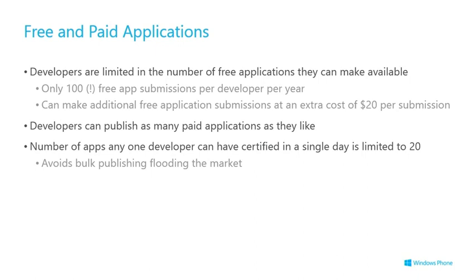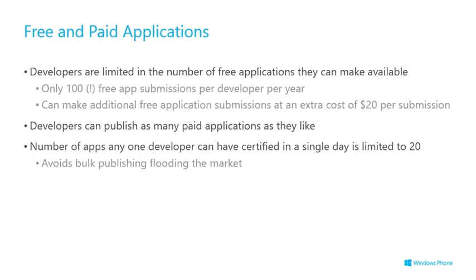You are limited in the number of free app submissions, and these are submissions, not actual published apps. So if you send up a free app for verification and it fails, you'll get a failure report, then you'll fix it and submit it again, and then it gets published. That's 2 submissions that you've used up. Once you've hit your 100 threshold, you can do additional free application submissions at an extra cost of $20 each time. So there is no limit to paid applications.